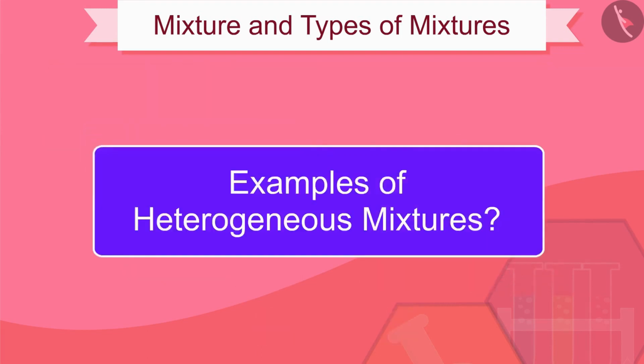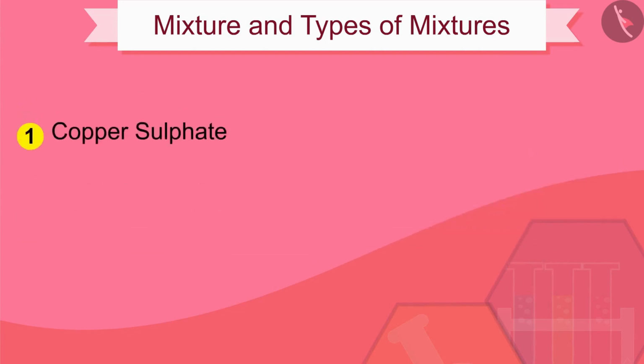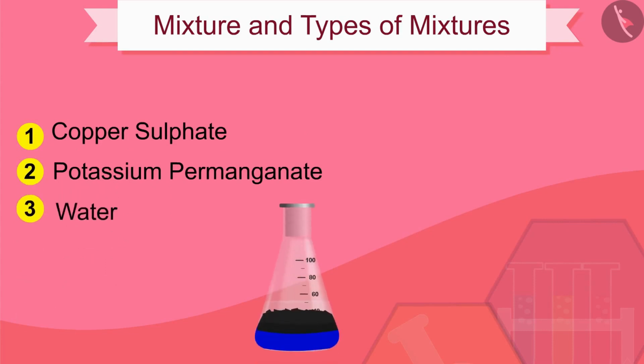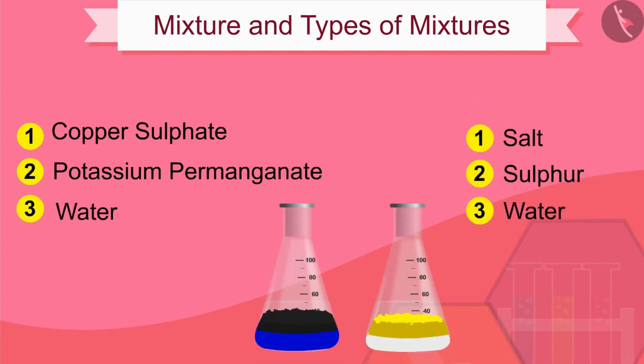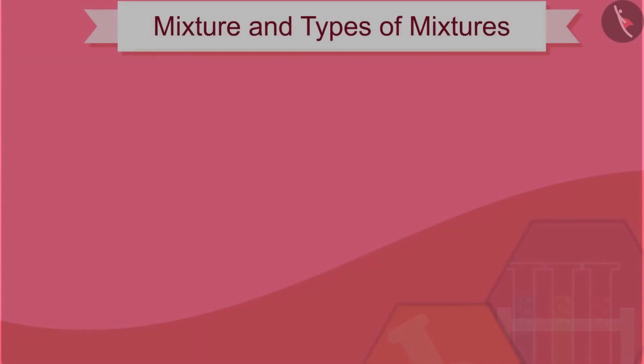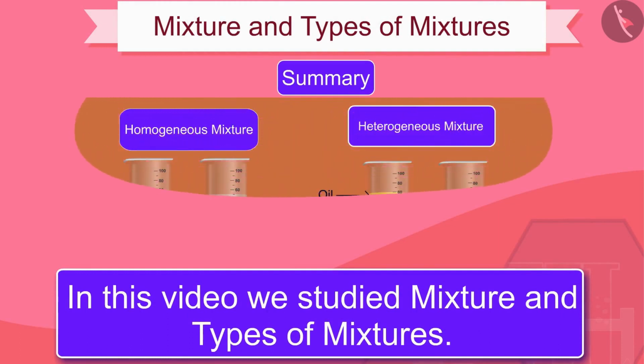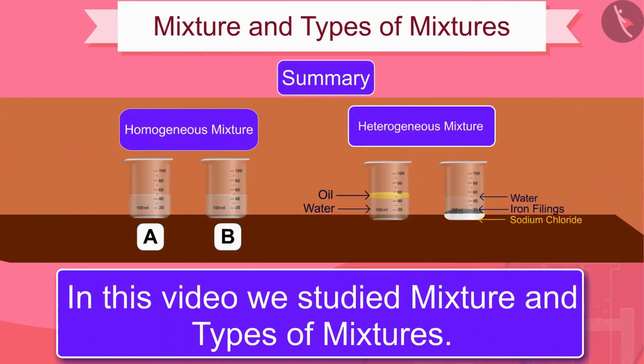Can you think of examples of some more heterogeneous mixtures? Copper sulfate and potassium permanganate and water, salt and sulfur and water. These are a few examples of heterogeneous mixtures. Friends, in this video, we studied mixture and types of mixtures. In the next video, we will study what are the solutions, suspensions, and colloids.